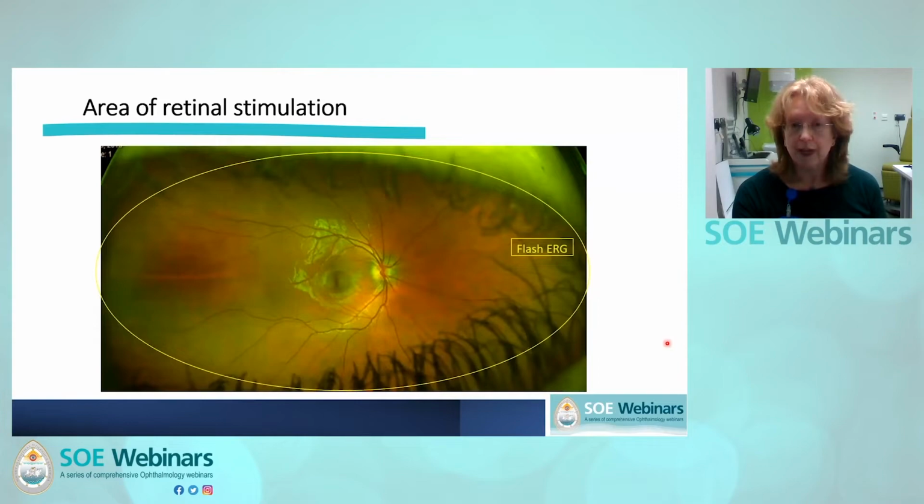Now, so far, we've looked at the flash ERG, which is summated across the whole retina, but the macular contribution is negligible.